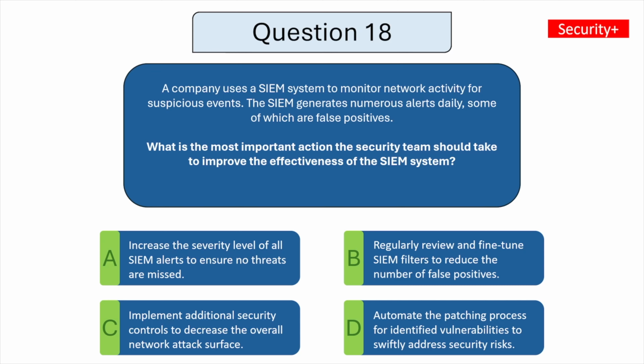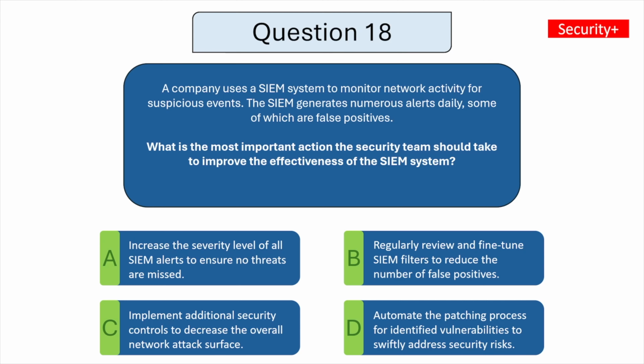A. Increase the severity level of all SIM alerts to ensure no threats are missed. B. Regularly review and fine-tune SIM filters to reduce the number of false positives. C. Implement additional security controls to decrease the overall network attack surface. D. Automate the patching process for identified vulnerabilities to swiftly address security risk.